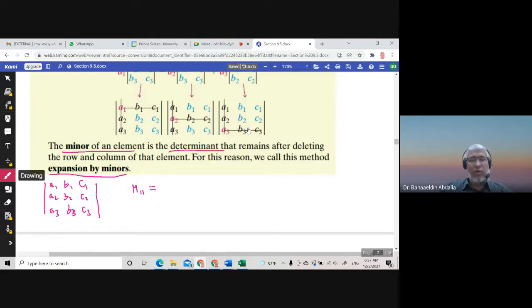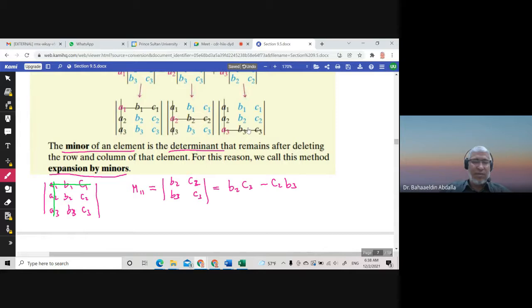You cancel or delete the row of A1 and the column of A1. Now, what remains is B2, B3, C2, C3. So this determinant is the minor of A1. Of course, this is a 2 by 2 determinant. We know how to find it from the previous video. It is B2 C3 minus C2 B3. So this is M11. So for each element, there is a minor.